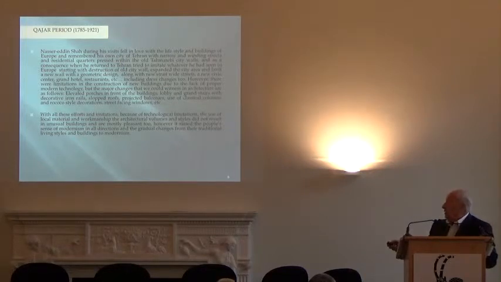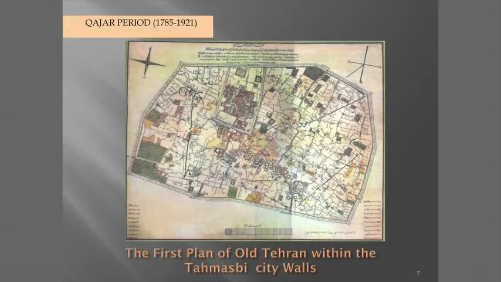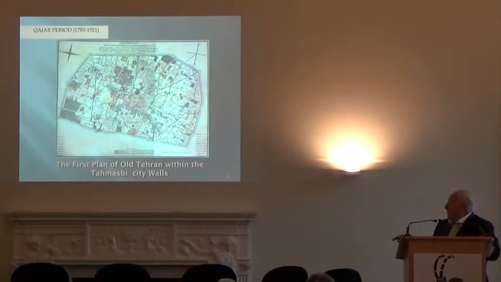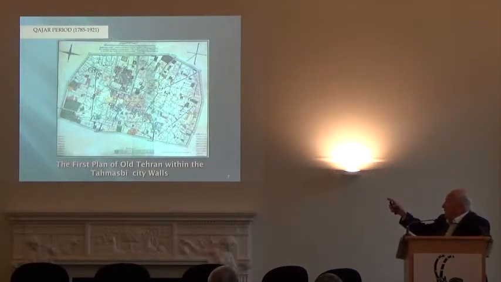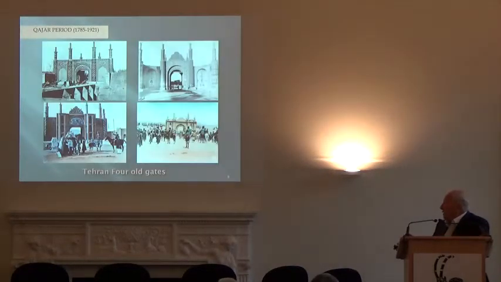This was the first plan, where the palace is in the center. There is a bazaar and the palace, and then the rest are living areas, the residential areas. This is the city wall that was demolished during the time of Nasiruddin Shah, and he built a new one.